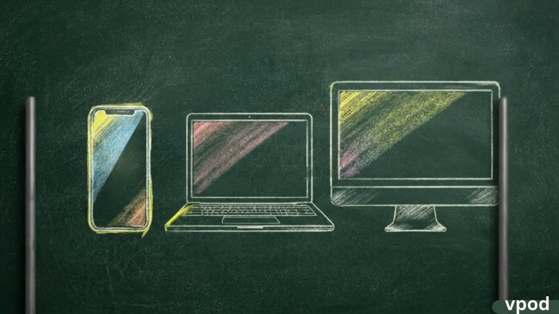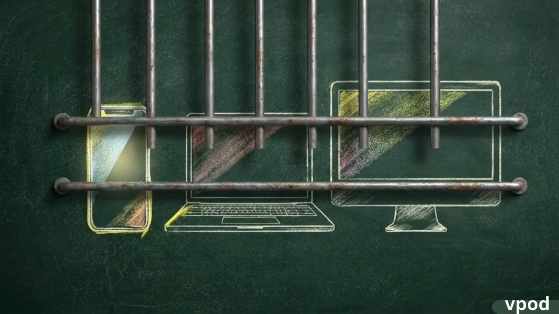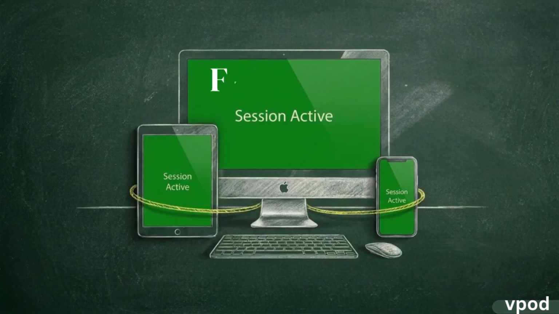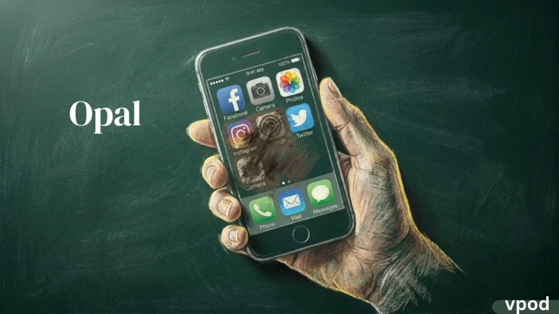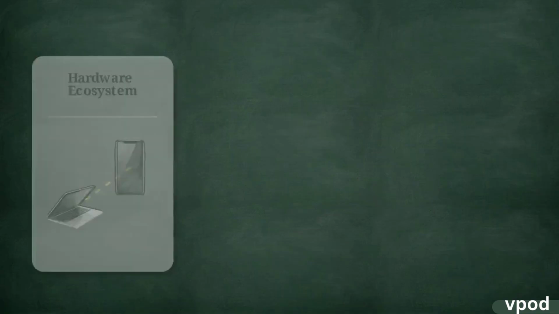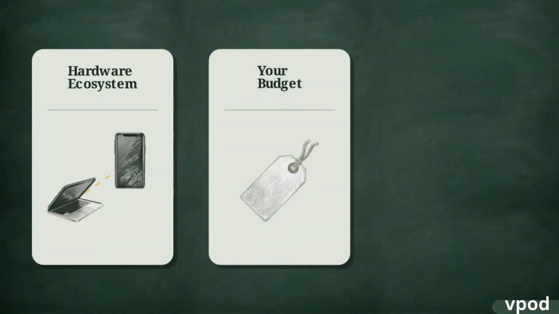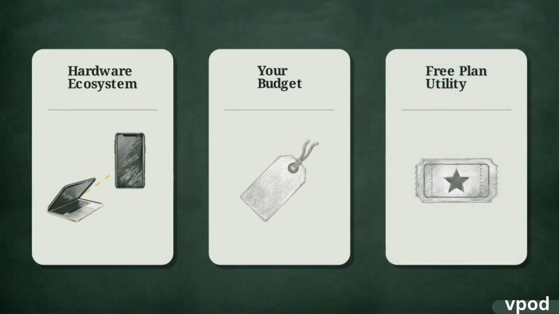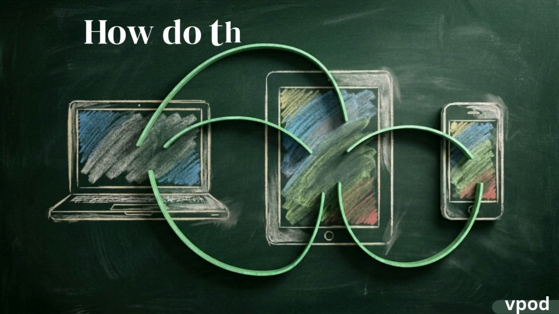If you're looking to physically lock down your screen time, you've probably narrowed it down to 2 apps. Freedom is built to restrict your entire digital ecosystem all at once, while Opal is designed to place a strict, hyper-specific limit on the exact apps you have used the most. Selecting the right one depends on 3 variables: your hardware ecosystem, your budget, and how much utility you need from a free plan. Let's start with how they actually work.